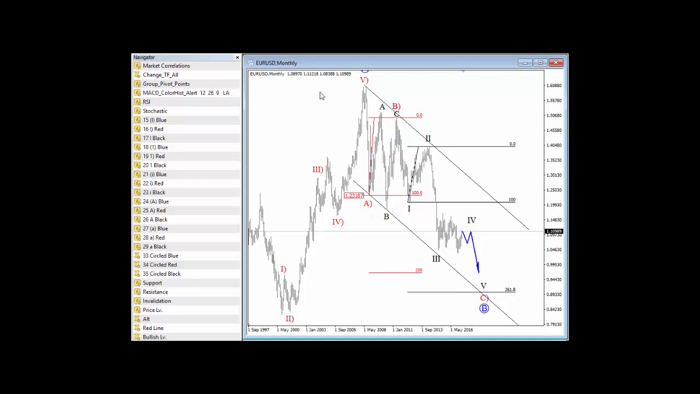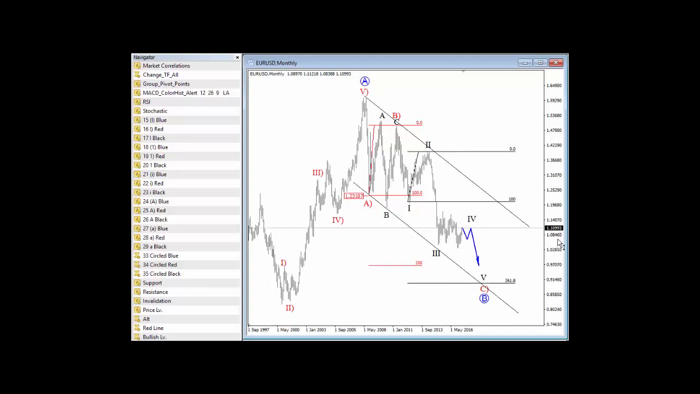On Euro Dollar, firstly, monthly charts, no real changes here. I still think that there is a possibility that we will see a new drop for a wave 5 within wave C of these larger three waves of decline.